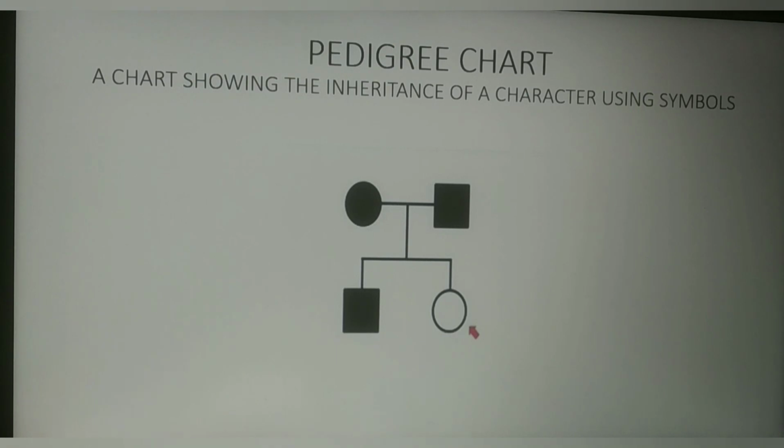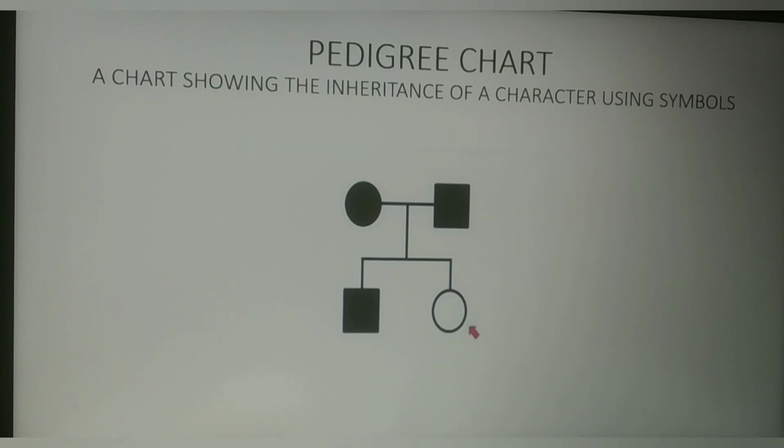Then the shaded circle or square represents an affected individual. That means if it is a shaded circle, it is an affected female, whereas a shaded square represents an affected male. Whereas, as you see in the next line, the next generation, you can see a circle which is hollow, unshaded, which represents a normal individual. So an unshaded circle or an unshaded square represents a normal individual.